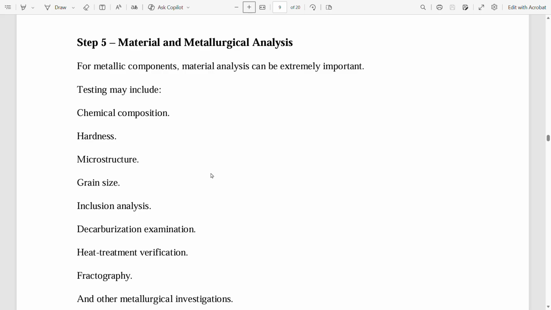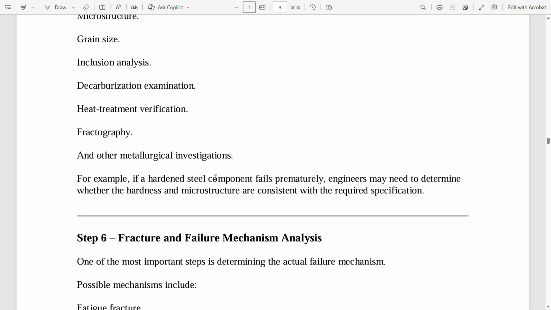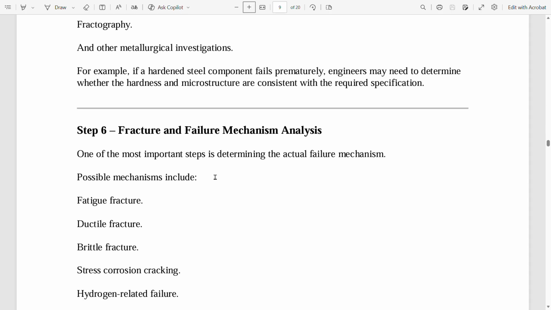Sometimes a failure may be related to a dimensional condition that was not properly controlled. Now step 5. Material and metallurgical analysis. For metallic components, material analysis can be extremely important. Testing may include chemical composition, hardness, microstructure, grain size, inclusion analysis, decarburization examination, heat treatment verification, fractography, and other metallurgical investigations. For example, if a hardened steel component fails prematurely, engineers may need to determine whether the hardness and microstructure are consistent with the required specification.